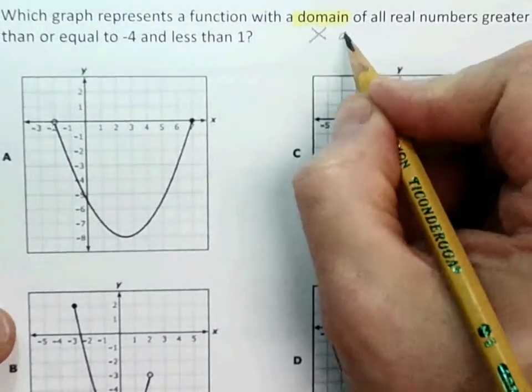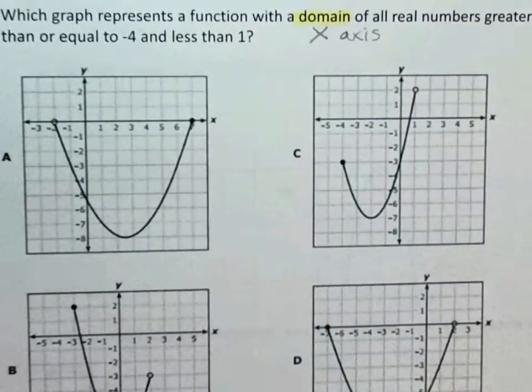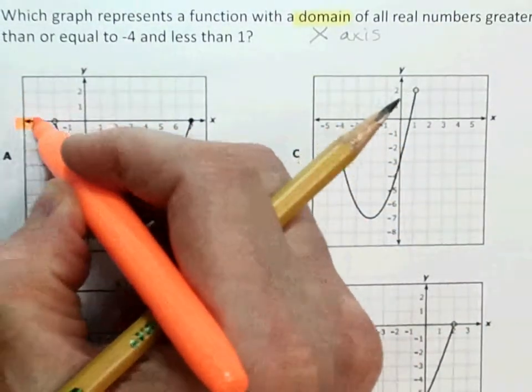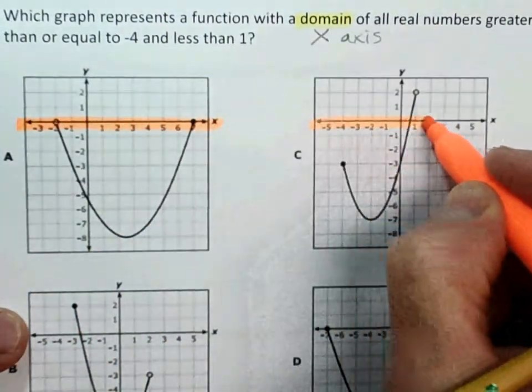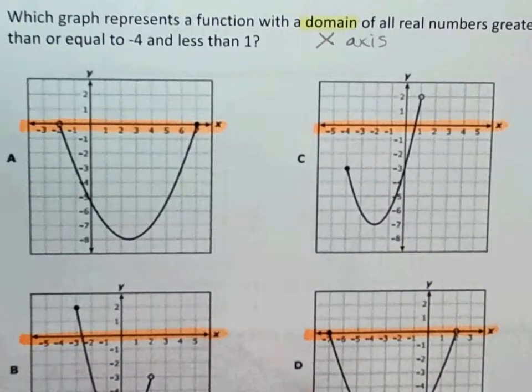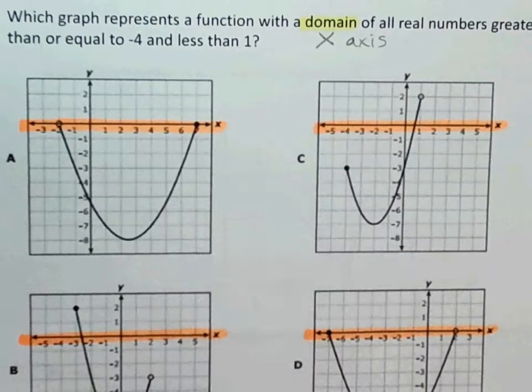Domain is x-axis, so we need to be thinking that. So I'm going to highlight the x-axis on all of these. There's the x-axis there, there, there, and there. So my eyes should be going left and right, the x-axis.